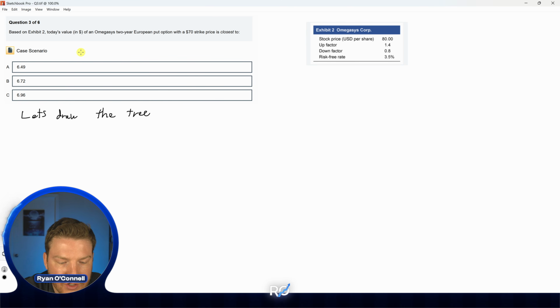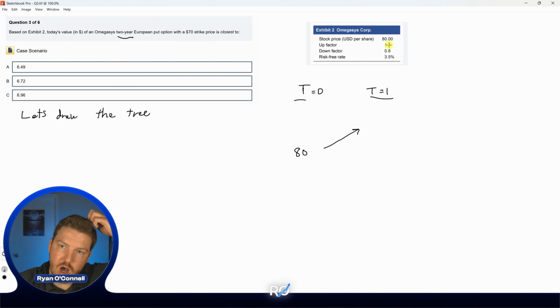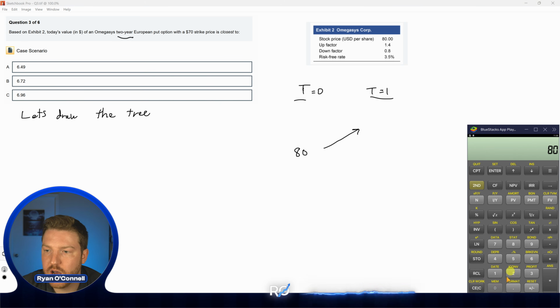And this is one where it's actually going to get more complicated because we're getting into a 2-step binomial. So let's start drawing out the tree. We're going to have a t equals 0, which is today. That is right now. The price is currently 80. Then we'll have in 1 year what it could become. T equals 1, where we have the up factor. We know how much it goes up by if it goes up, which is 80 times 1.4, equal to 112.